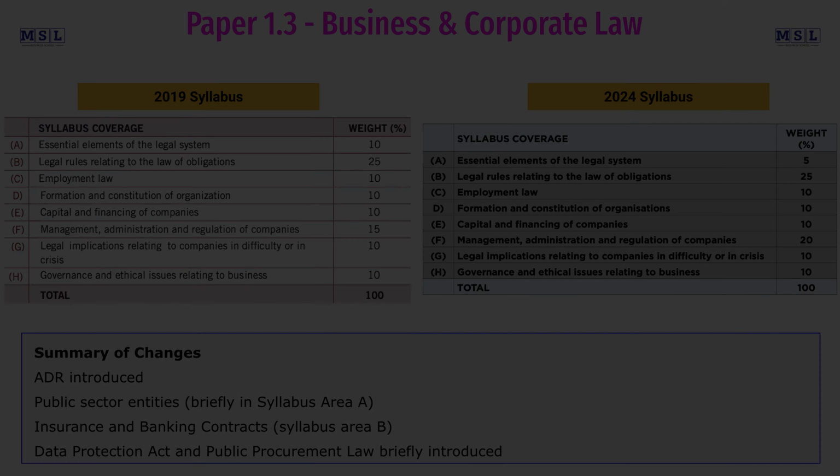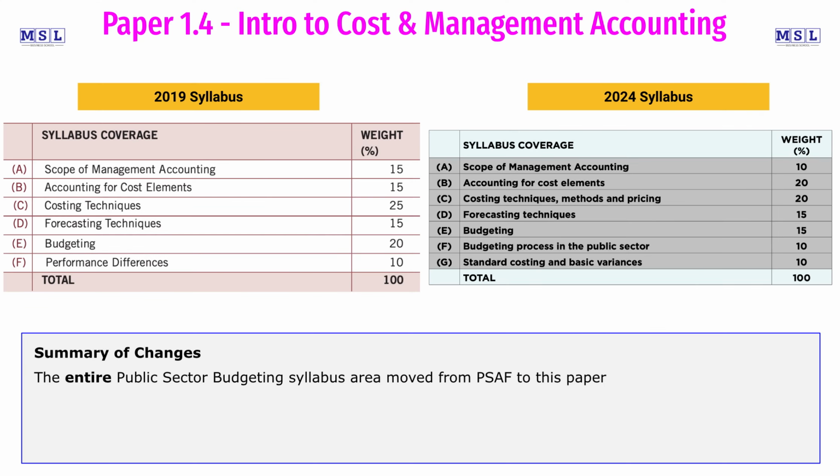Then intro to cost and management accounting. This also saw some changes. So the old public sector accounting and finance paper used to have a section for public sector budgeting. That public sector budgeting, the entire syllabus area has left the public sector paper and is now in this paper. So students sitting cost and management accounting introduction in level 1 need to be able to talk about the budgeting process in the public sector. It is for 10 marks here. You can expect this to be a big part of the paper.